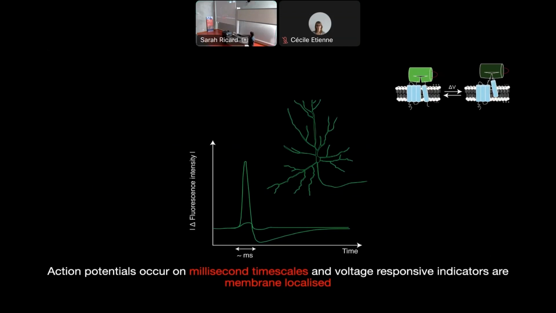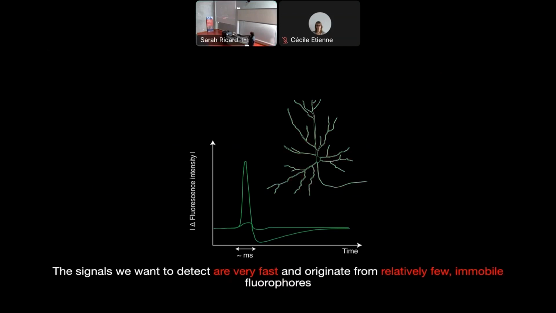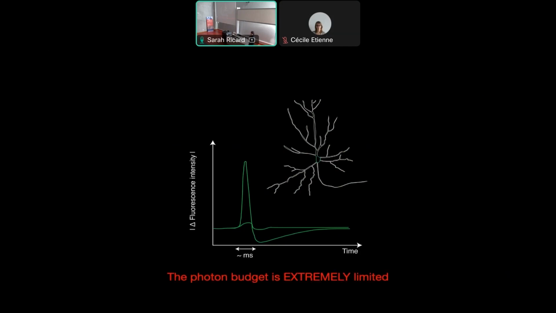And the problem with them is that action potentials occur on millisecond timescales, and voltage responsive indicators are membrane localized. Remember that neural activity depends on the flow of ions across membranes. So if our indicators are not located in the membrane, they're not telling us the information that we're interested in. The signals that we want to detect are very fast, so they occur on millisecond timescales, and they originate from very few immobile fluorophores.